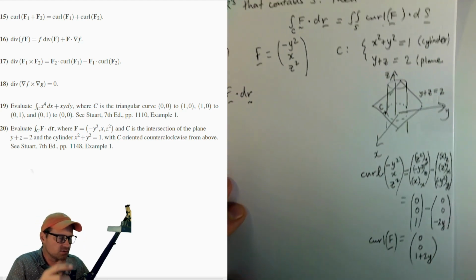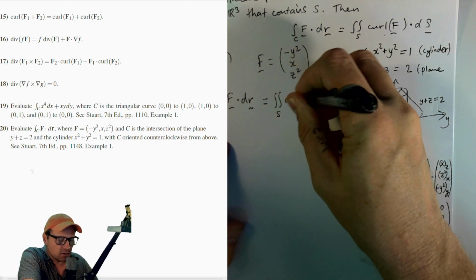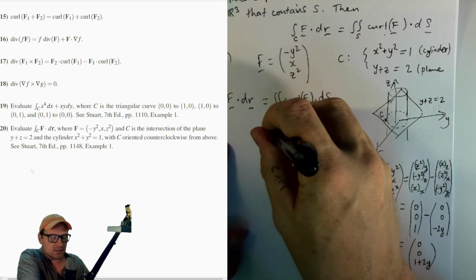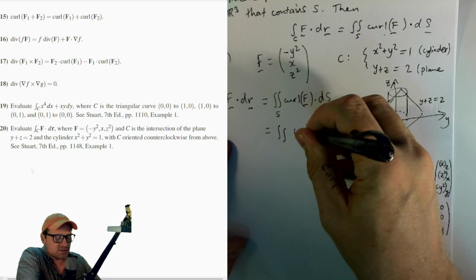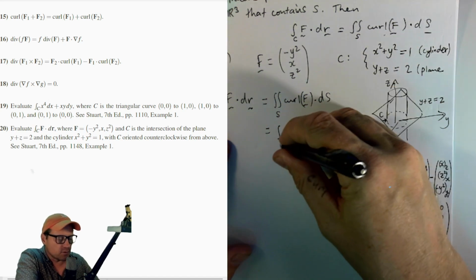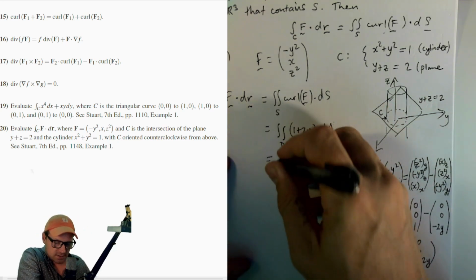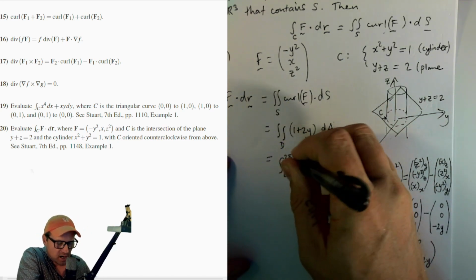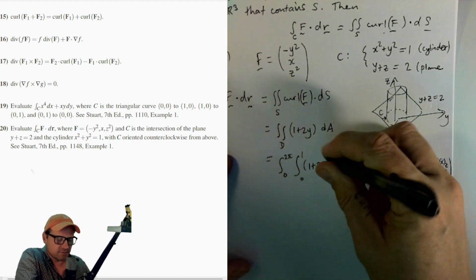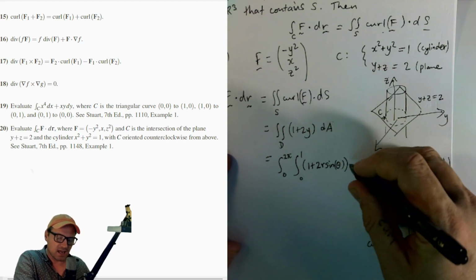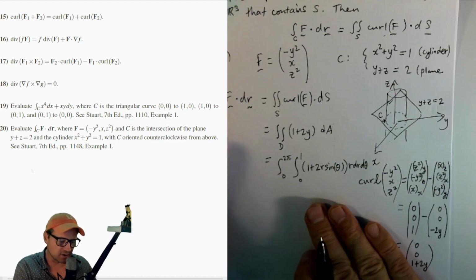Okay, now according to Stokes' theorem, we can write this as the double integral over S of curl of F dot dS. And so taking that dot product, we can express this as the double integral of 1 plus 2y dA over region D. And so at this point, we want to change to polar coordinates. And so we have integral from 0 to 2 pi, integral from 0 to 1, 1 plus 2r sine theta for y. And then we replace dA with r dr d theta. Okay, and so now it just comes down to an ordinary calculation.